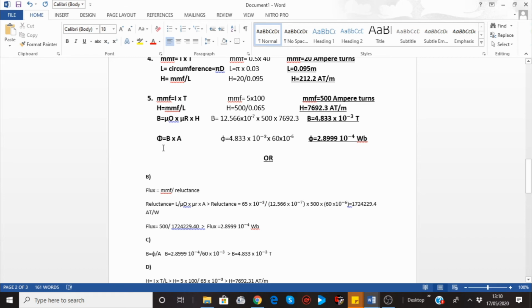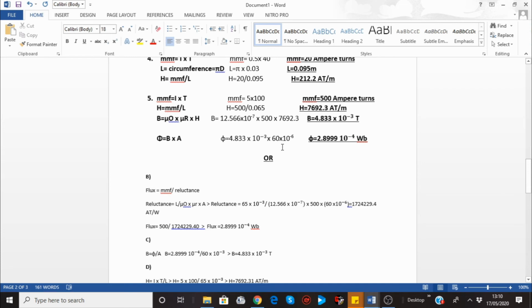It's just a transposition of the formula for B. B was phi over A, like we had here, B equals phi over A. Now phi is B times A. We've transposed that to this, and phi is that value B that we found times A.